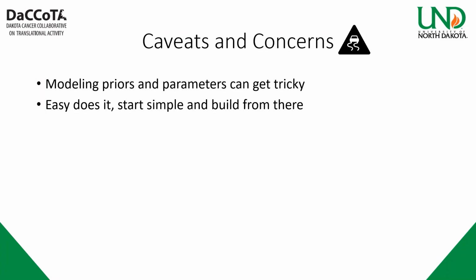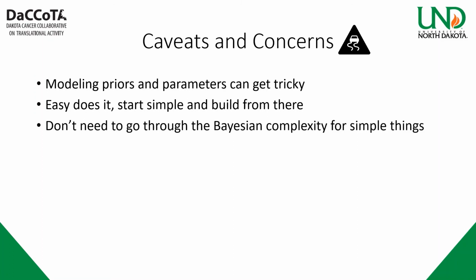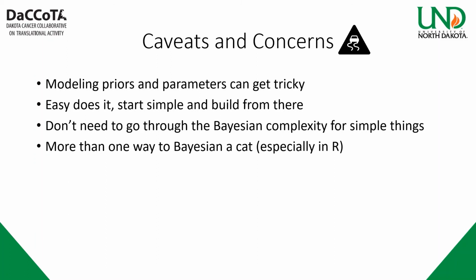And again, you don't often need to go through Bayesian complexity for simple things. Bayesian analysis is very useful, but if you have pretty tight data that doesn't have a lot of uncertainty, you don't really need to know how uncertain your data is. You might not want to go through all this for something like that. And again, there's more than one way to Bayesian a cat. There's a lot of ways you can run Bayesian analysis, especially in R. We saw our JAGS here, we used Bayes factor earlier. There's all sorts of Bayes packages.